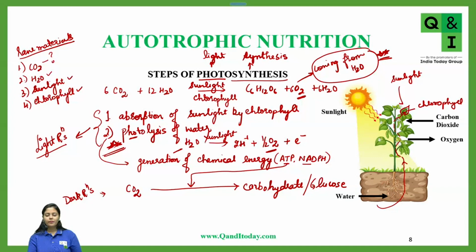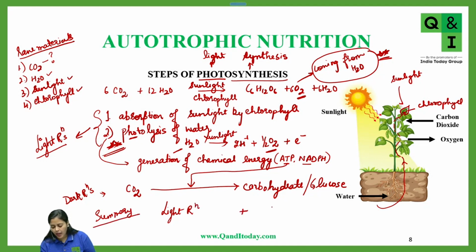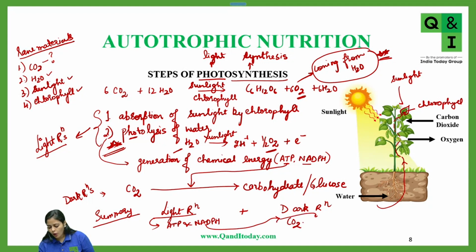Now if I say that basically in photosynthesis there are two reactions occurring, I'm putting out a summary of this. Light reactions and dark reactions occur in photosynthesis. During light reactions, ATP and NADPH, that means chemical energy, is produced, which is used in dark reactions for conversion of carbon dioxide into carbohydrate, that is glucose.